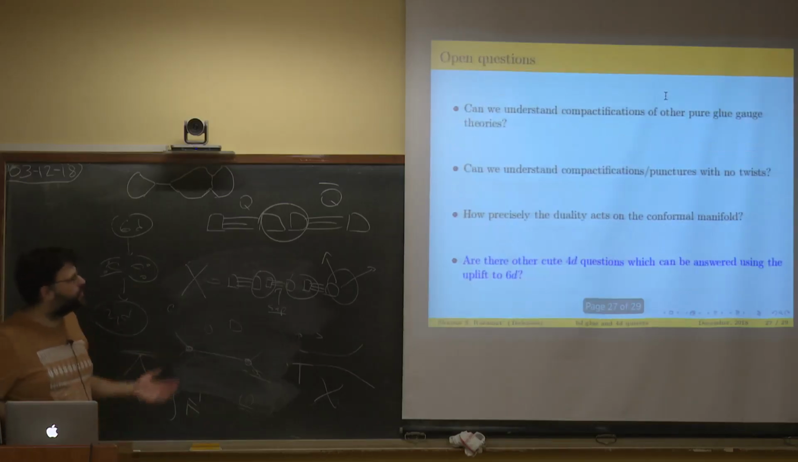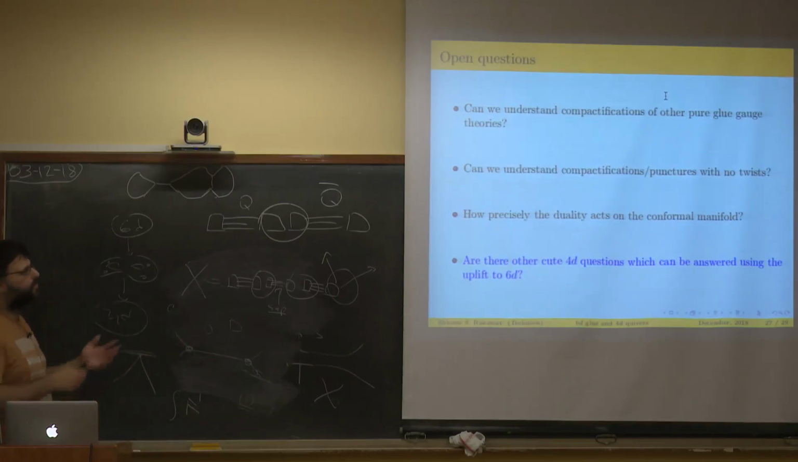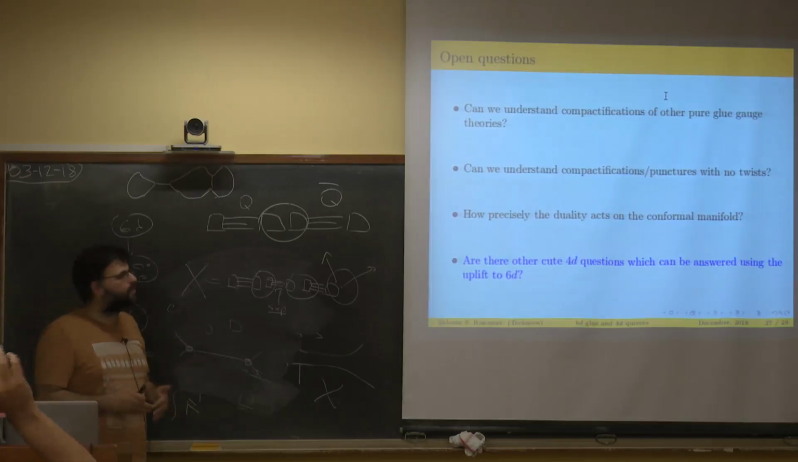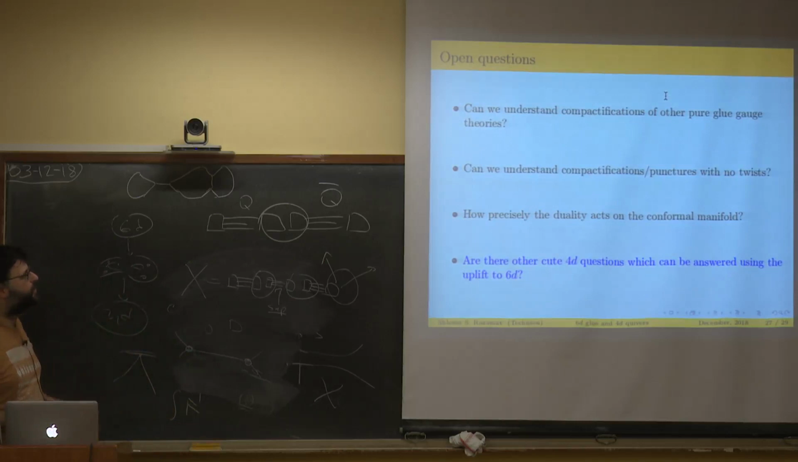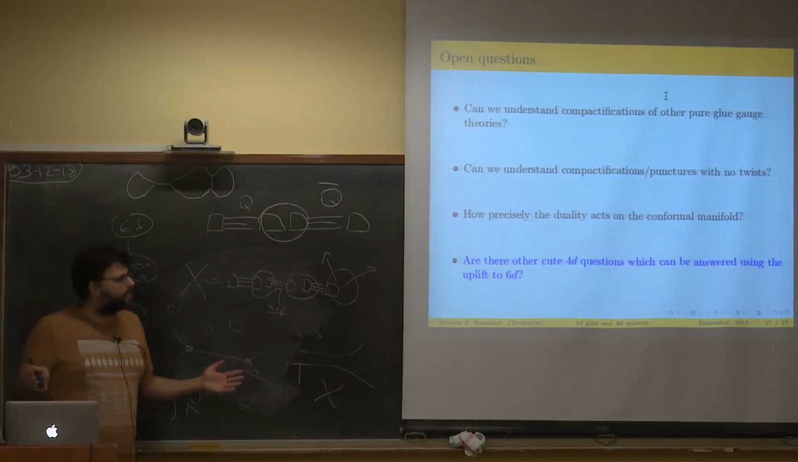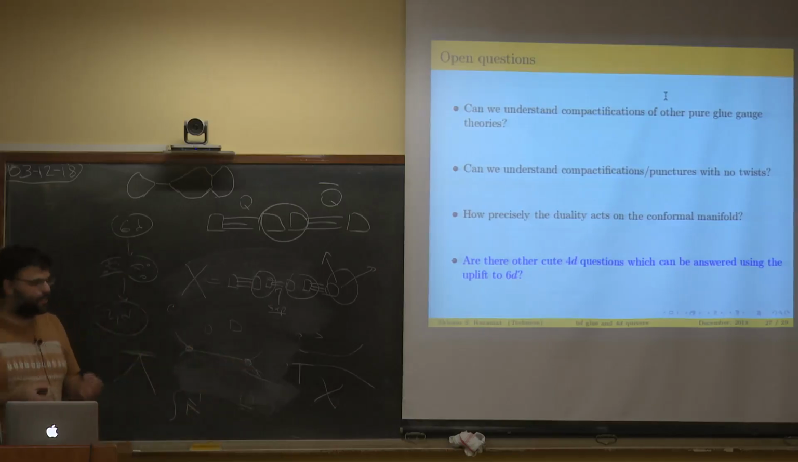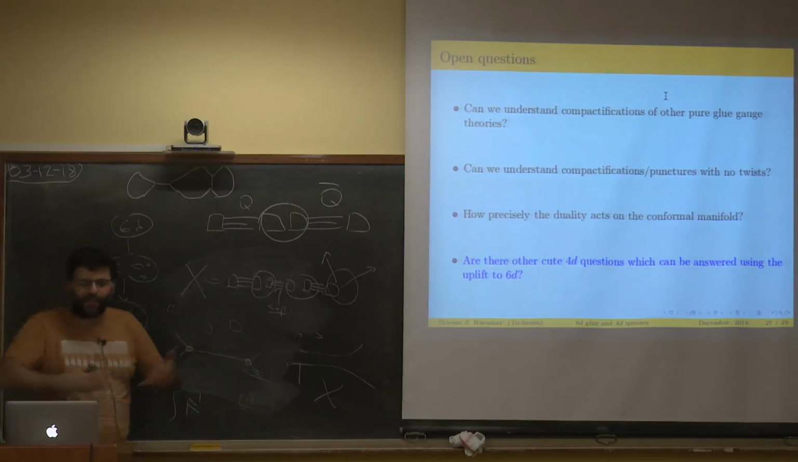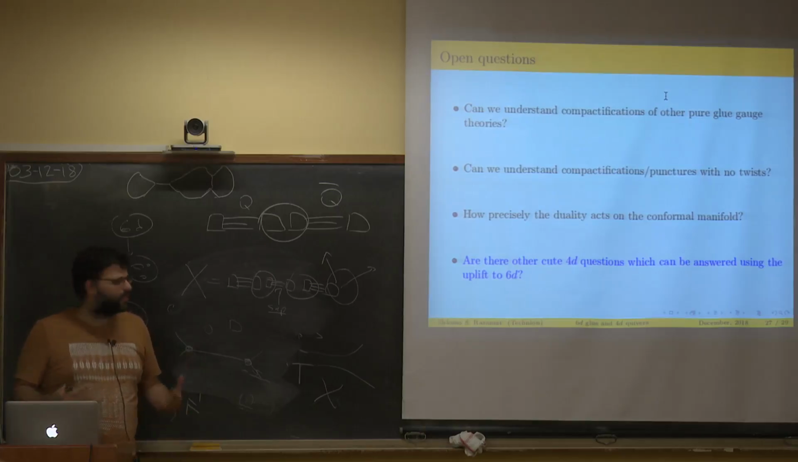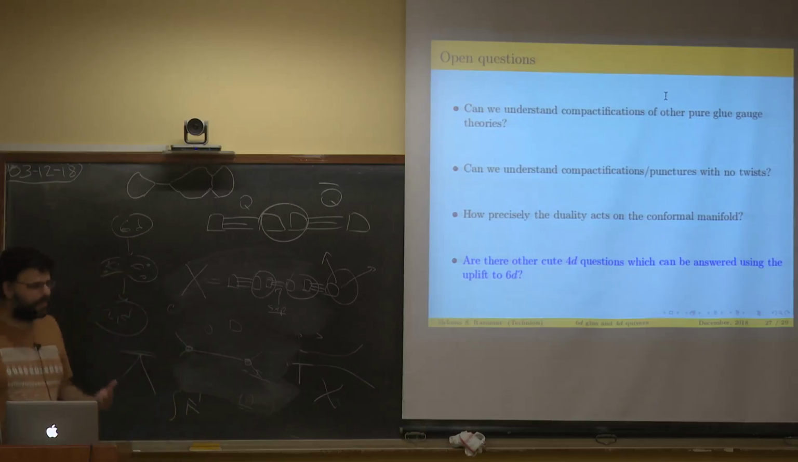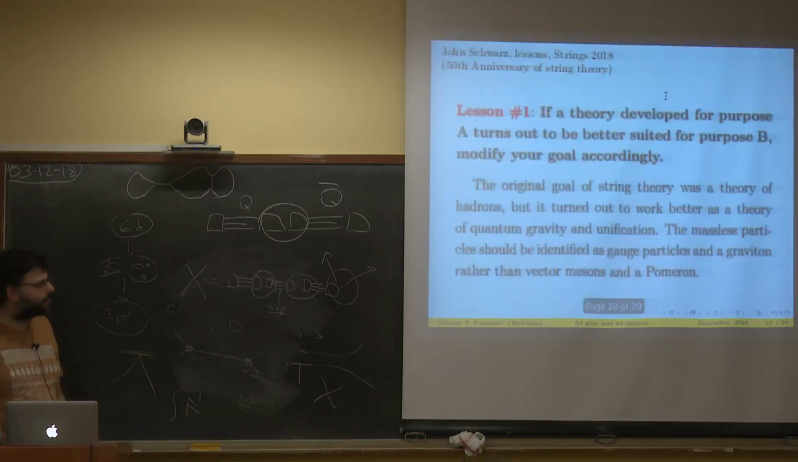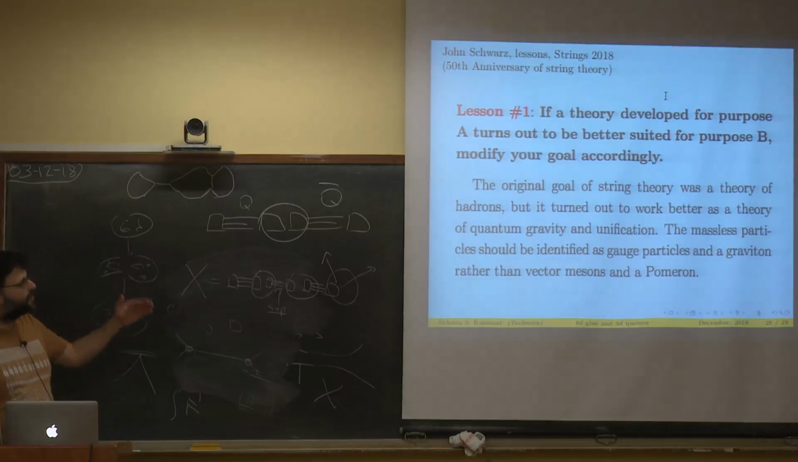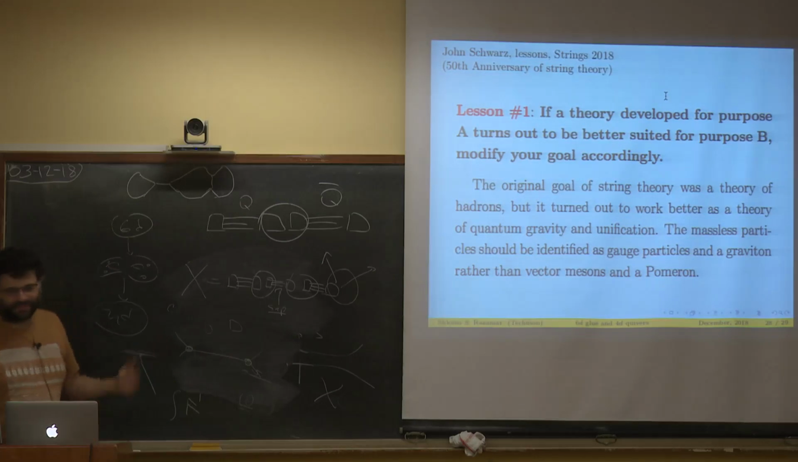Okay, so there are many open questions, and I list them here. So first of all, can we understand these compactifications without twists? Can we understand the compactifications for other pure gauge theories in 6 dimensions? And I think the most interesting and kind of doable question is to understand how the duality acts on this conformal manifold. It might not be simple, but I think it is an ingredient that one really should try to get here. Okay, and I had lessons 2 and 3 before, and there was no lesson 1, so here it is.